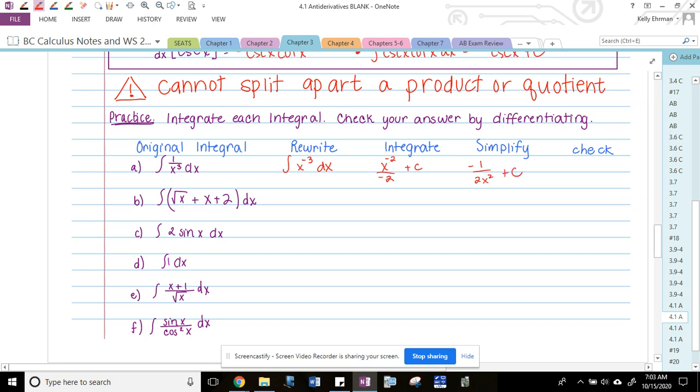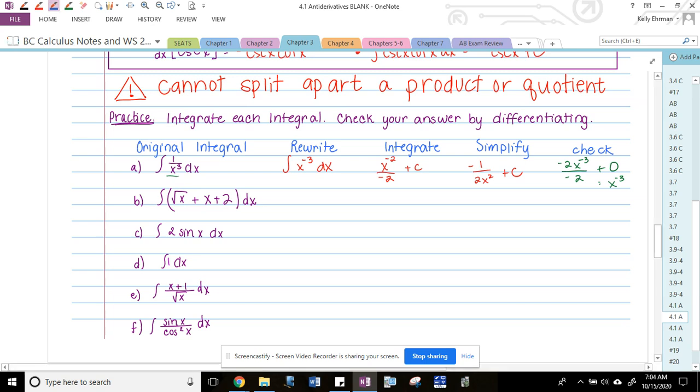And I'm going to check this first one, but I'm not going to do that every time. Check, remember, is just saying, hey, don't forget you can take the derivative of this and you should get back to the original answer. So the derivative of, going back to my pre-simplified term, the derivative would be -2 x to the -3 divided by -2 plus 0 for the constant. And yes, I do get x to the -3, which is what I was taking the integral of. So we're not going to check every single one of these, but if you happened to have extra time on a test, which we know is not typical, you could check in that way.